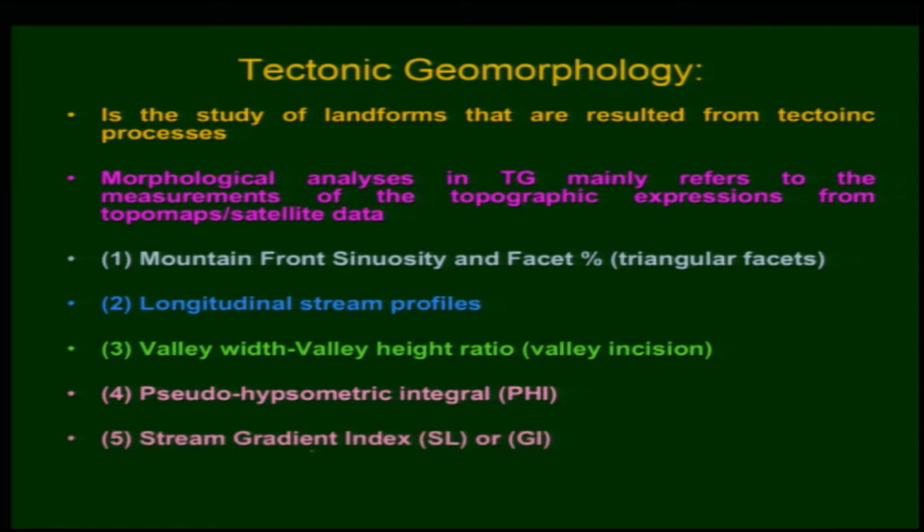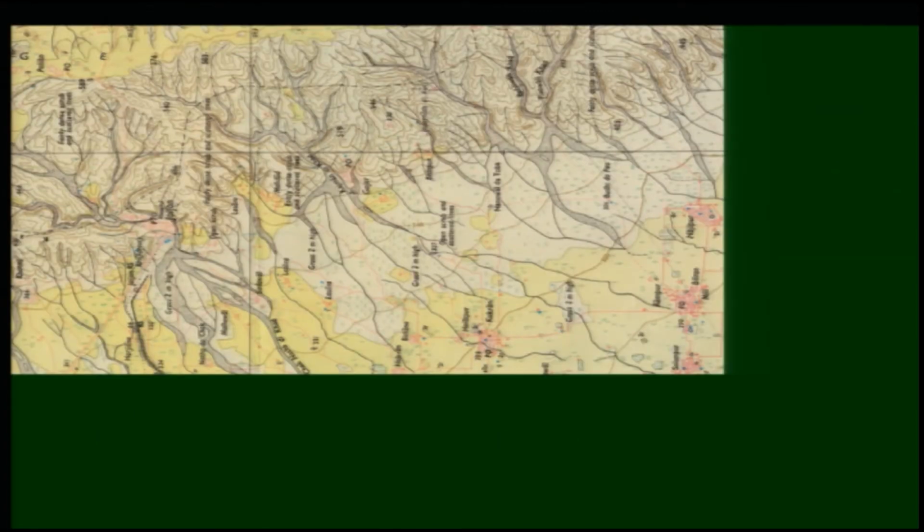Then we also talk about the stream gradient index, which we call the SL index. So, let us see them one by one. We are not going to get into the details of all, but I will try to talk about a few of these in this lecture. As I said, one can extract the information from the topomaps and the high resolution satellite data.